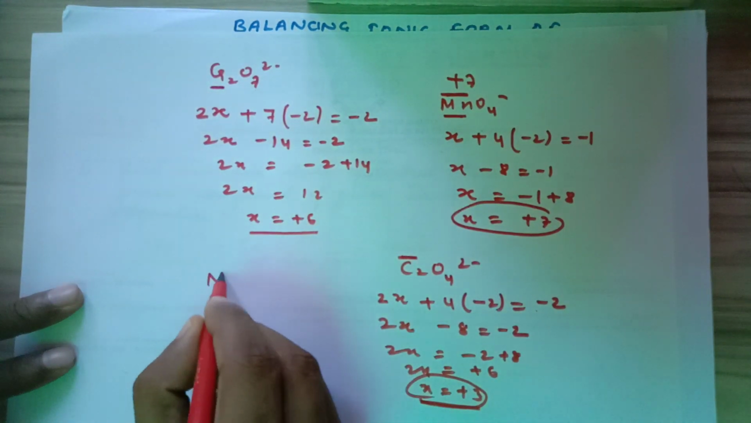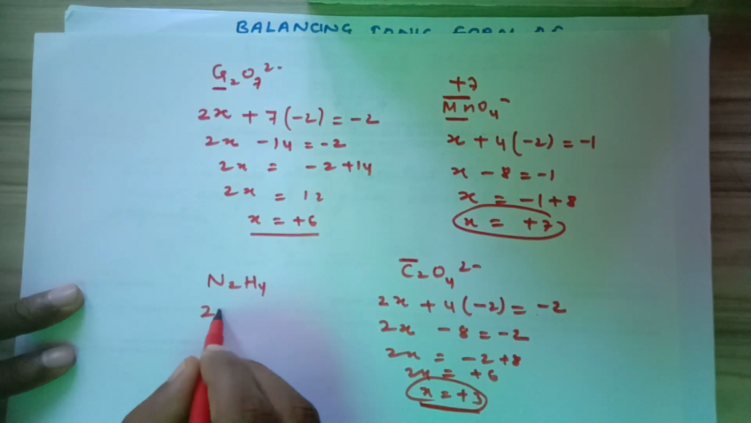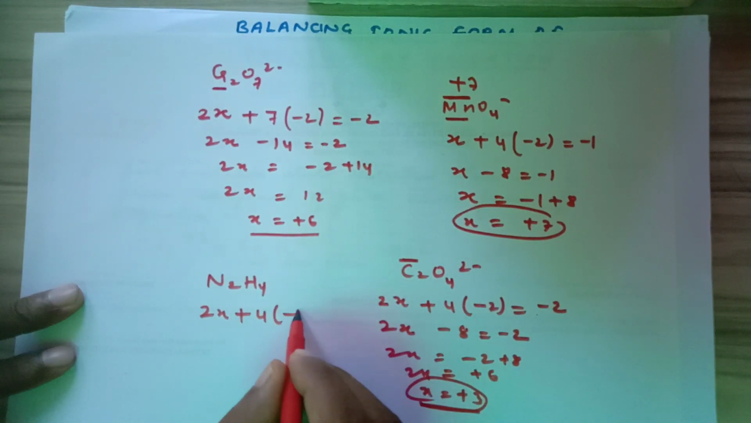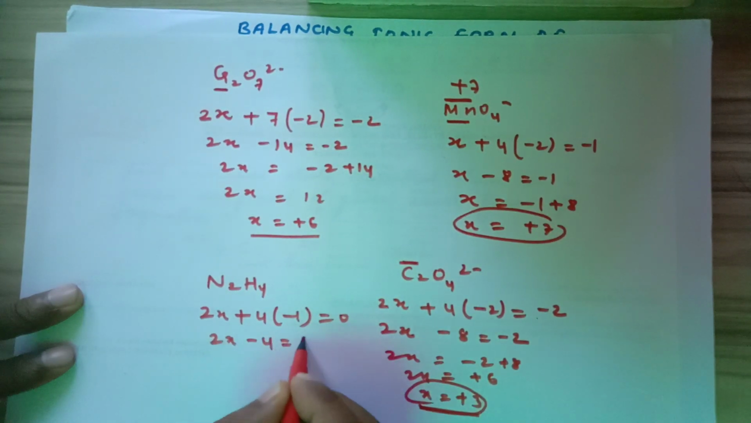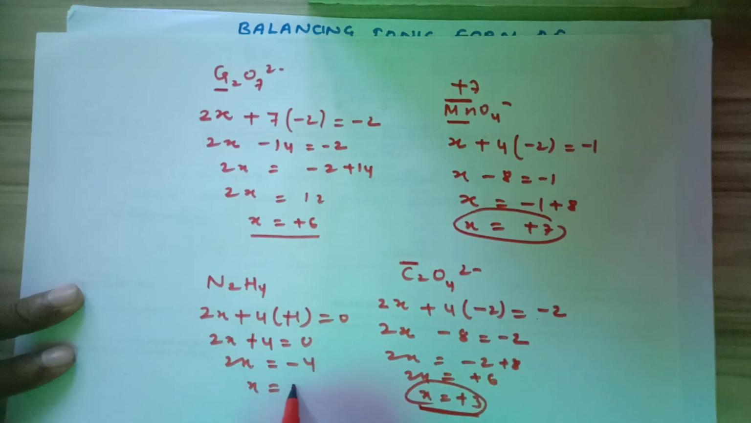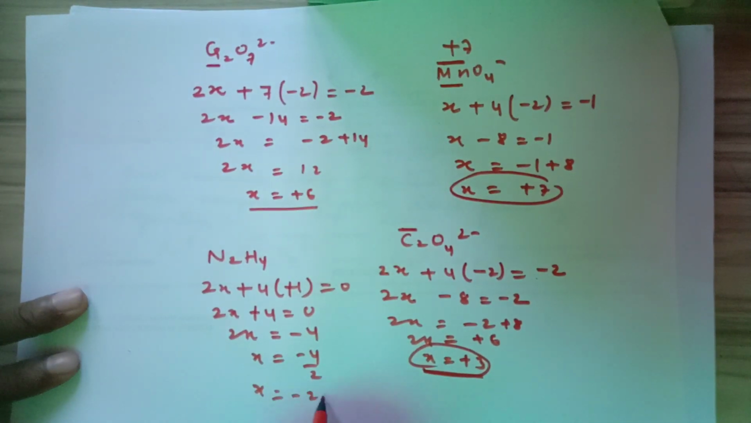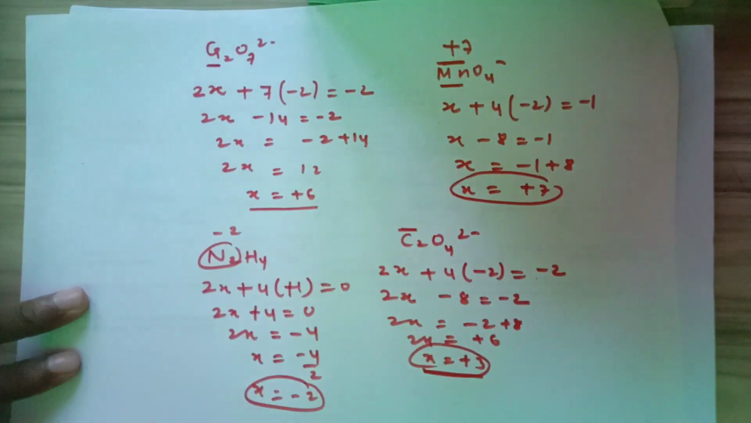We can take N2H4. Take N as X, so it will be 2x plus 4 times hydrogen, and oxidation state of hydrogen is +1, and it will be equal to 0. So 2x plus 4 is equals to 0. So it will be 2x is equals to -4. X is equals to -4 by 2. So it will be x is equals to -2. So here oxidation state of nitrogen will be -2.